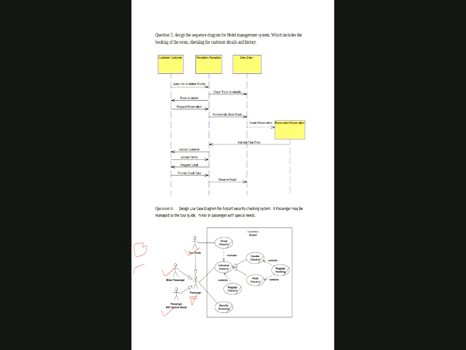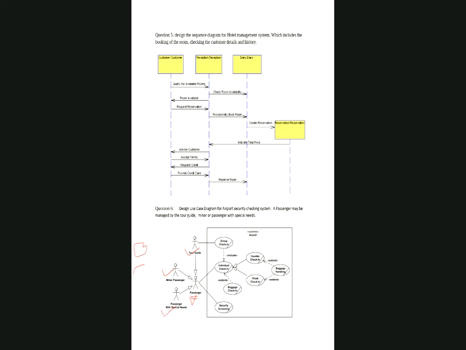When you are in transit and want to wait for some more time, you'll be given some room to take rest. They are called kiosk checking. Then of course your check-in also is done. Individual check-in is done, and whatever luggage or baggage you are taking, that also will be checked in, right? So all these functionalities you have to just write down.